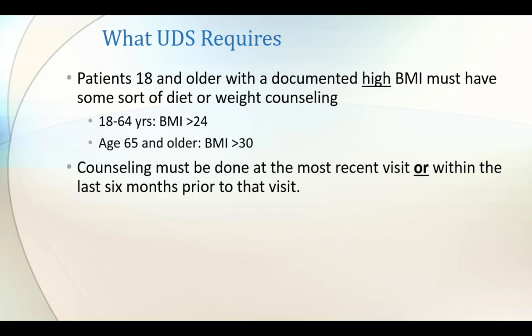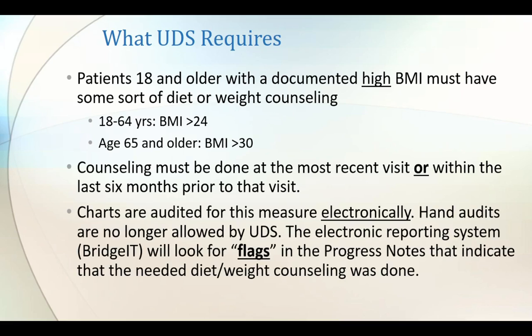If they're age 65 and older and the BMI is over 30, it's considered high. UDS requires that counseling must be done at the most recent visit or within the last 6 months prior to that visit. Charts are audited for this measure electronically. Hand audits are no longer allowed by UDS.